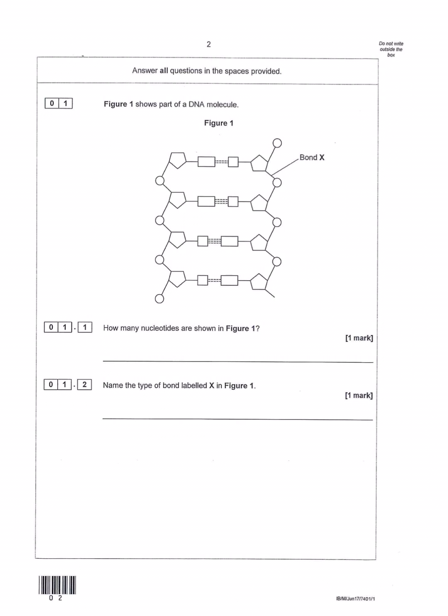This next question is about DNA, and we're asked to count how many nucleotides are shown in figure 1, which is part of a DNA molecule. Now, as we know, a nucleotide is the monomer, so the single unit, which makes up DNA. And as shown in this diagram here, a DNA nucleotide is made up of three key components: a phosphate group, a deoxyribose sugar, and a nitrogenous base.